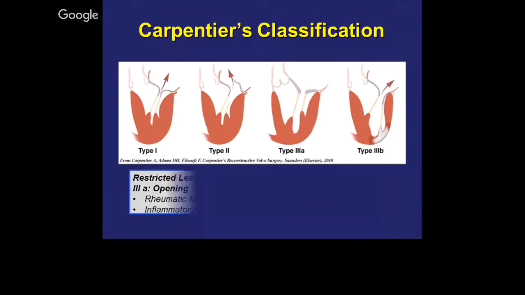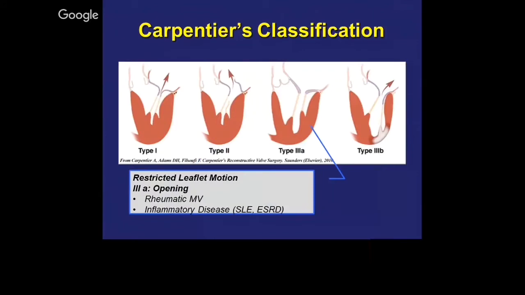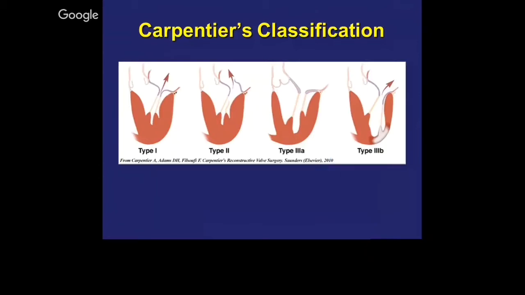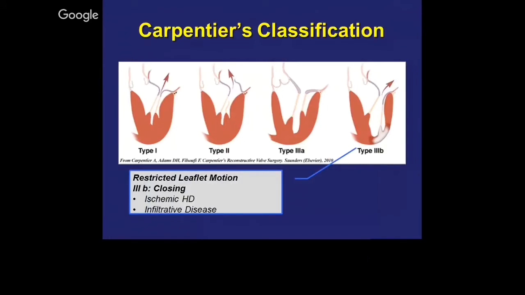Type 3 is actually divided into 2. There is where you have restricted leaflet motion, either in diastole or in systole. Like in rheumatic valve disease, there's restriction of the leaflet motion in diastole leading to mitral stenosis. Or if it's in systole, which is the ischemic heart disease, where you have tethering of the mitral valve that is responsible for the residual mitral regurgitation.